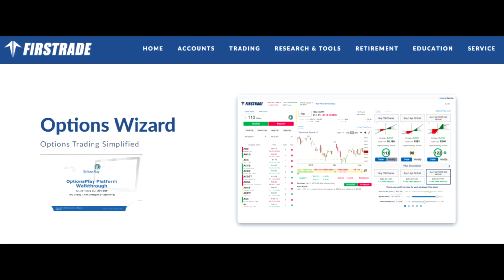Now, another thing to mention here is that First Trade also offers a really good options trading platform. Now, I personally do not trade options, but I know a lot of people do trade these investment vehicles, and so if you are looking for a good options trading platform, they are well known for that as well.